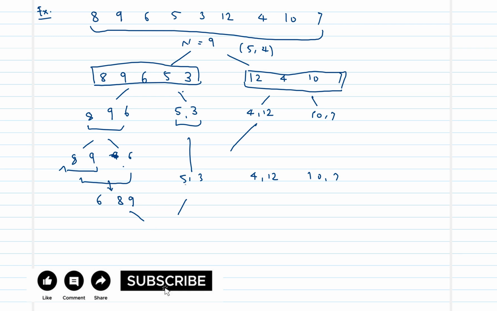When you are going to merge them, first 5 and 3 will be sorted, which will be 3, 5. 4 and 12 will be sorted, which is 4, 12. And 10 and 7 become 7, 10 after sorting. Now for 3, 5, you just start merging by traversing over the array. 3 is the smallest, so 3 will come first, the next smallest is 5, then 6, then 8 and 9. Now while merging the other side, 4 is there, the next smallest is 7, then 10 and 12.